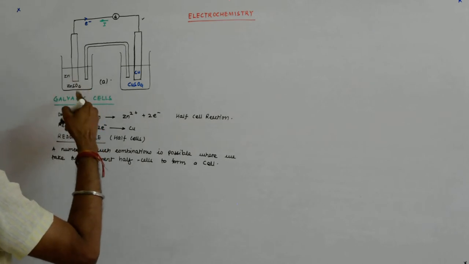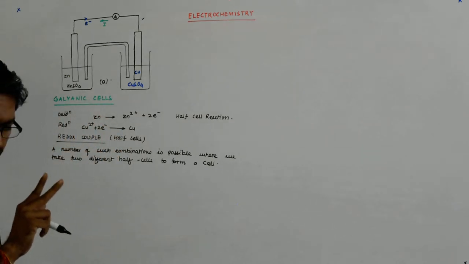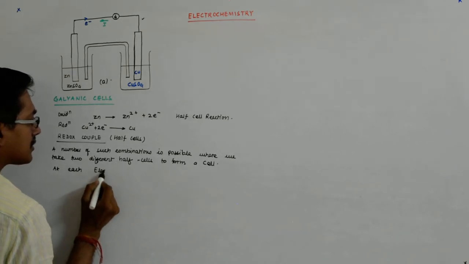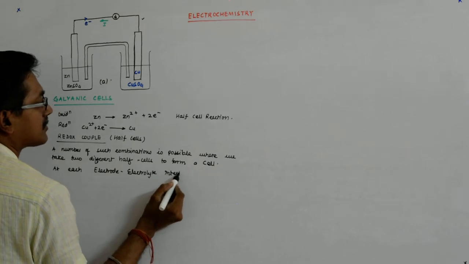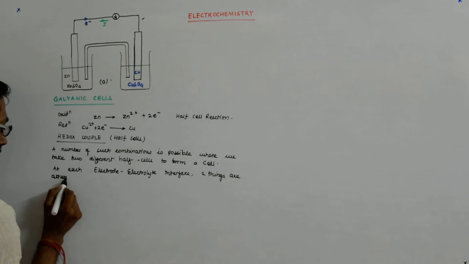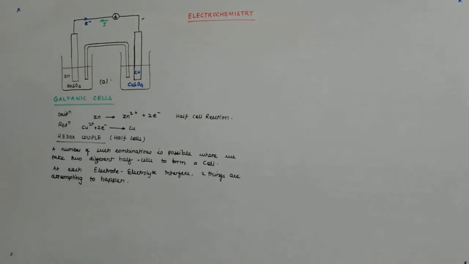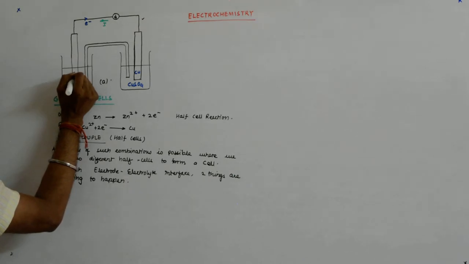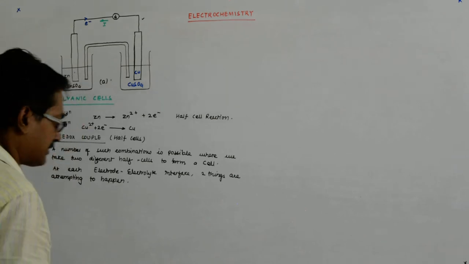Now what happens at each electrolyte electrode interface? Two things are attempting to happen, right? What? The metal atoms are trying to leave back an electron and jump into the solution, into the electrolyte as ions. Fine?